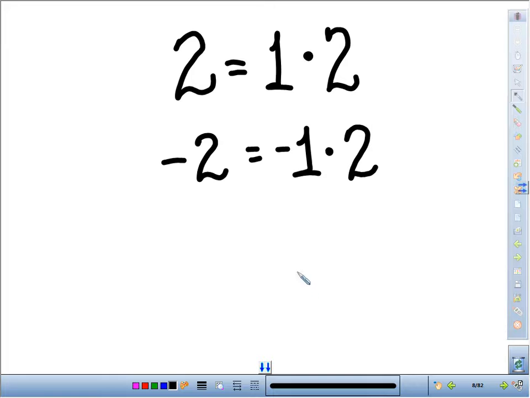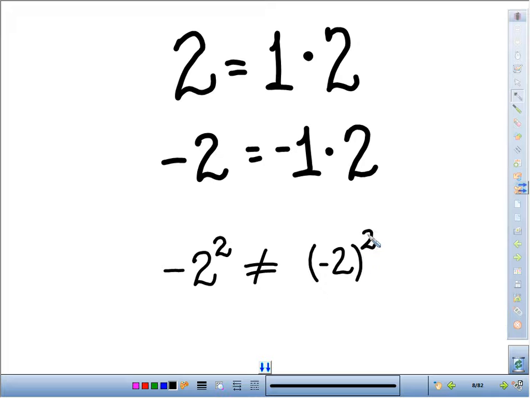So therefore, check this out. Let me bring the font back down. Therefore, I told you the other day that negative 2 to the second power was not the same as parentheses negative 2 to the second power. So let me show you why. First of all, look at this number. Everybody look up to the screen, please. Can I rewrite it? Look at this one. Can I rewrite it?